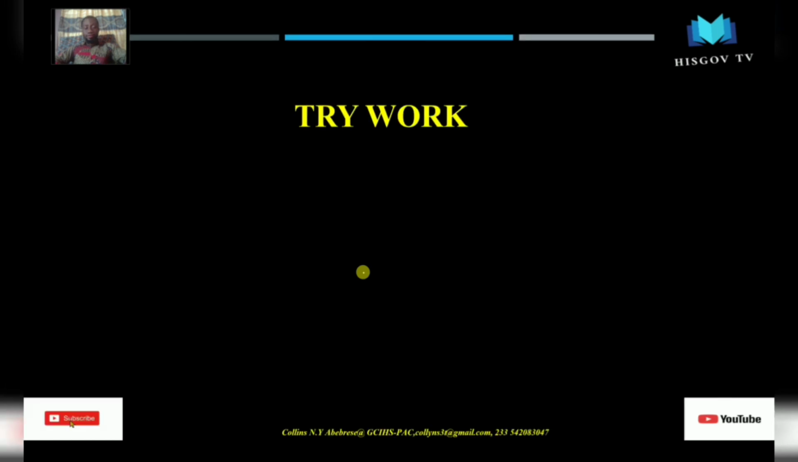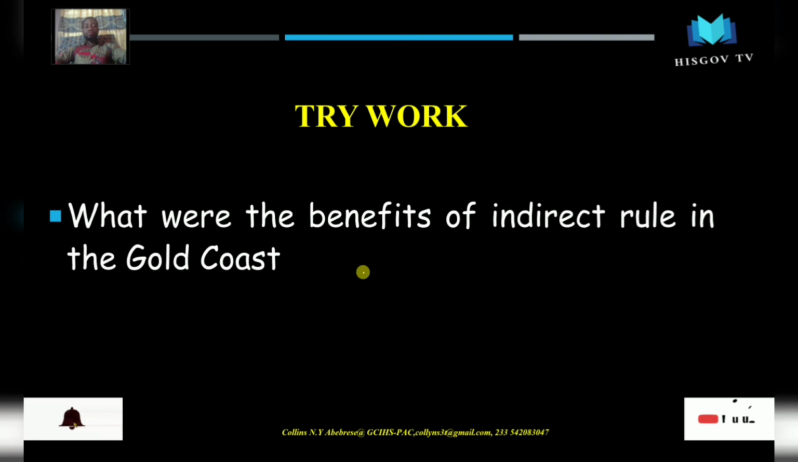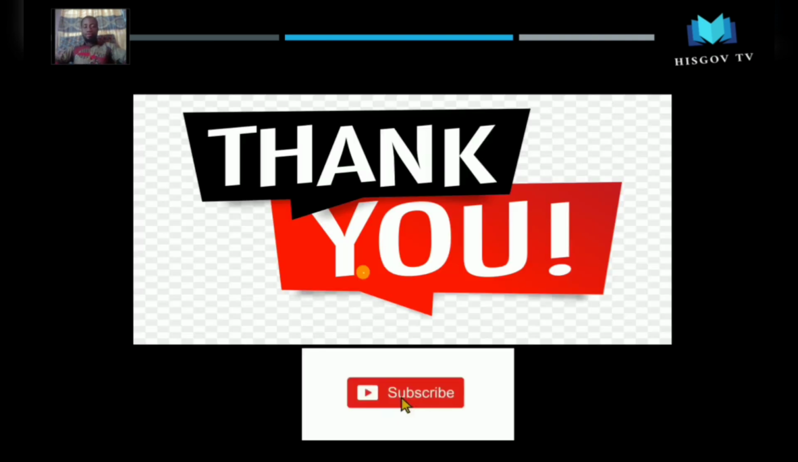Good. So let's look at the try work here. What were the benefits of indirect rule in the Gold Coast? So please, you try your hands on them.